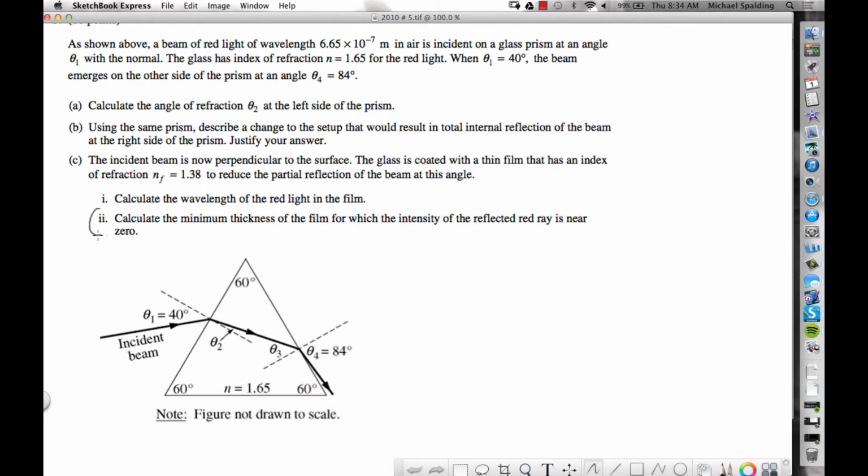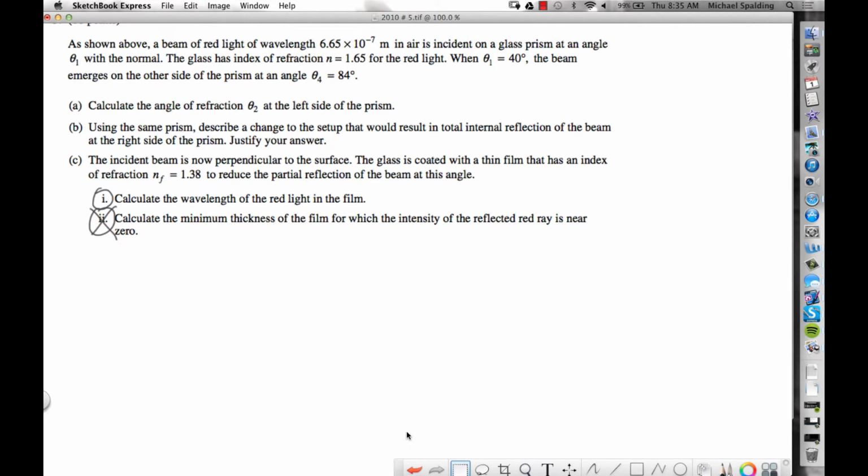Now, this one here, we're not going to do it. That's called thin film interference. But we can solve this one, the wavelength of the red light in the film. What they're giving us here is a whole new situation: the incident beam is now perpendicular to the surface.